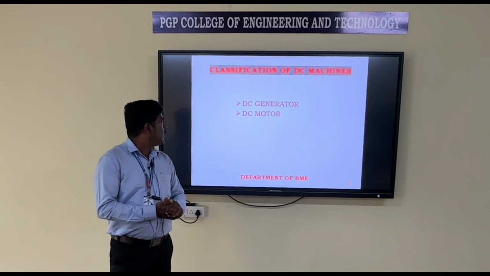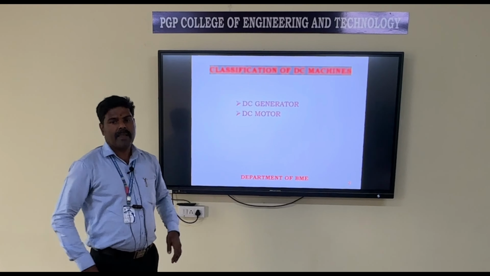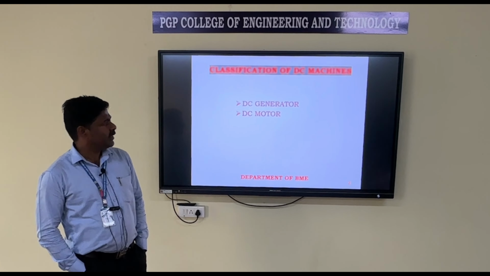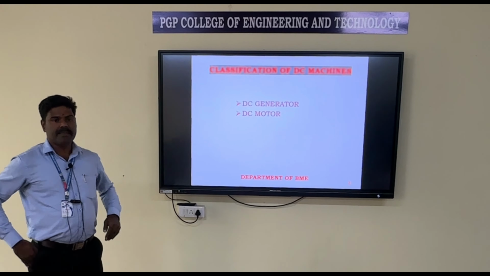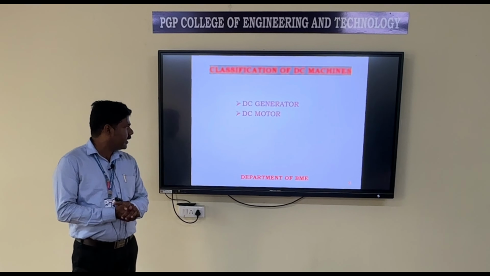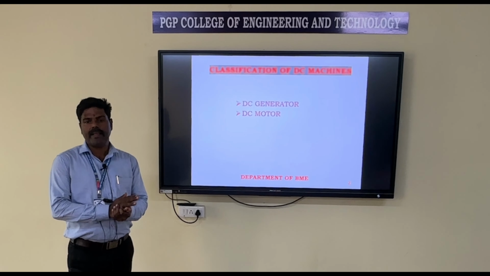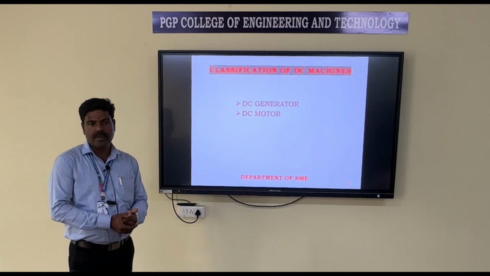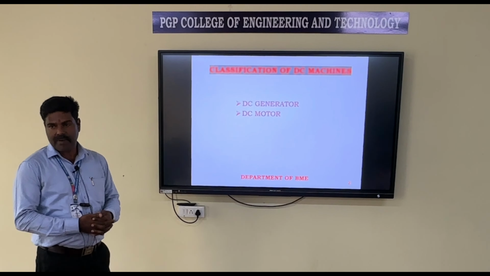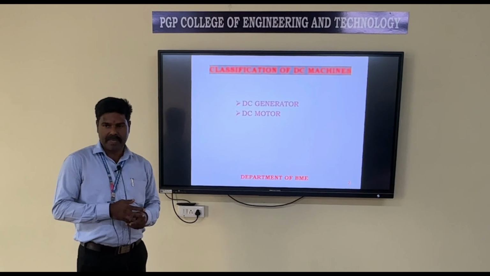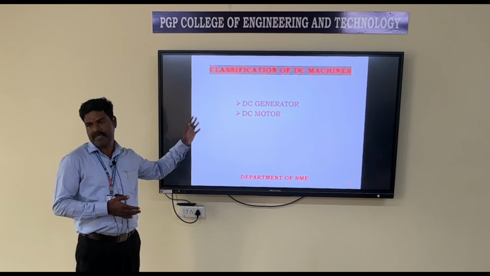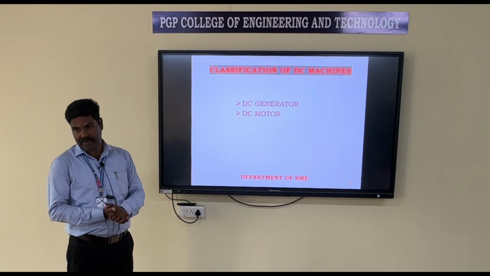First, the topic is classification of DC machines. Here the DC machine is classified into two types. One is DC generator, another one is DC motor. DC generator is an electrical machine which converts mechanical energy into electrical energy. Otherwise, here the DC motor is an electrical machine which converts electrical energy into mechanical energy. Here the construction part is similar for both machines, but the working principle is different.